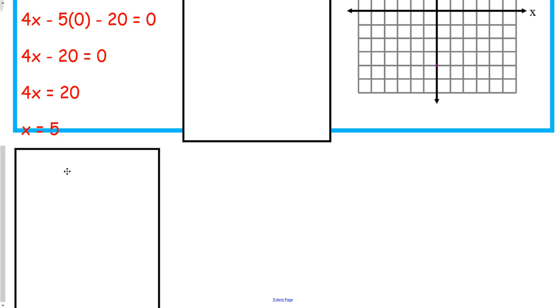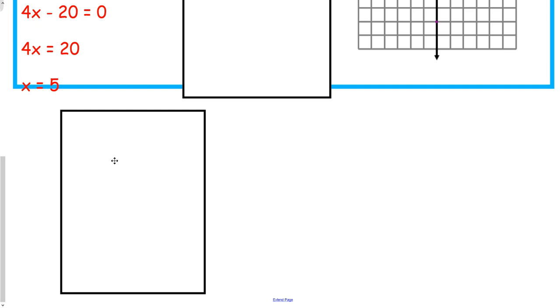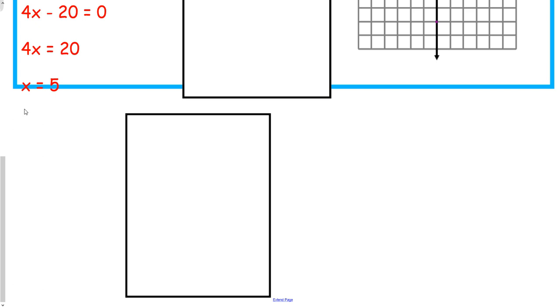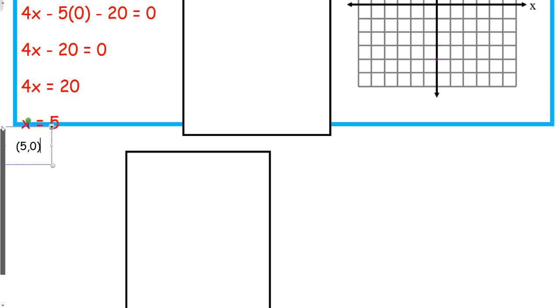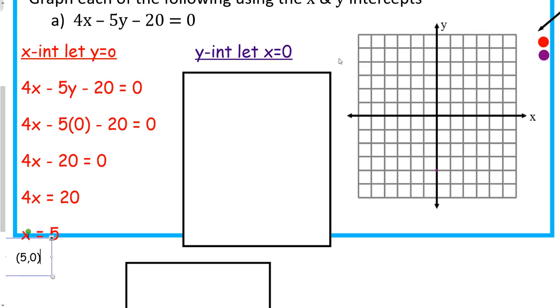Okay, therefore our x-intercept is going to be 5. We should write that point down. So 5 comma 0. Okay, and we're going to put that onto our graph. 1, 2, 3, 4, 5. Okay, so there's our x-intercept of that line.